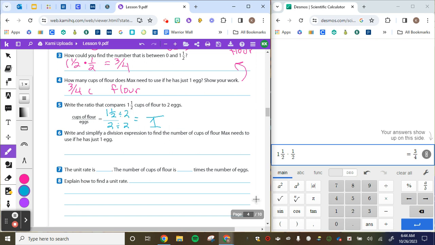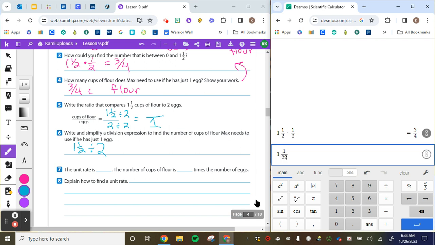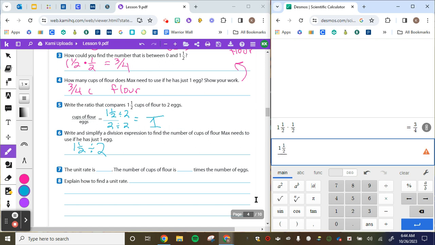So question 6 says write and simplify a division expression. That's what we just did right here. 1.5 divided by 2. And we can still do that in the calculator. So in my calculator, I would still do 1.5. But this time, I need to divide that. Notice that it put the whole 1.5 in the numerator. I'm going to divide it by 2, and I will still get 0.75. I still get 3/4. If you are asked to show work on a problem and you use your calculator, you just need to show me what you type into your calculator.